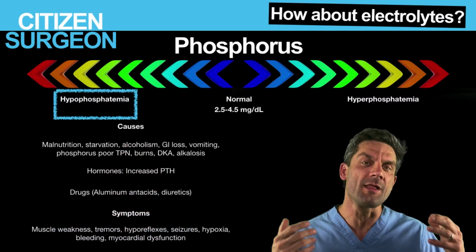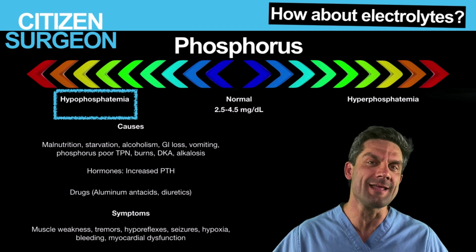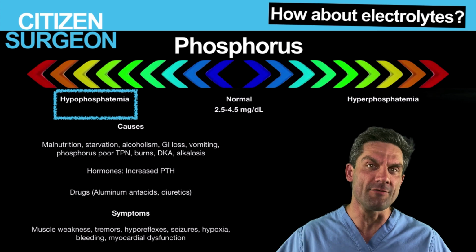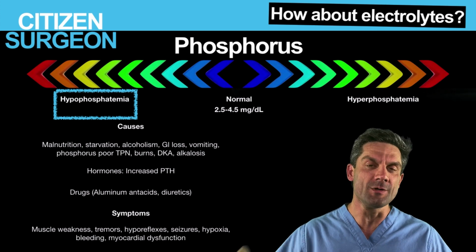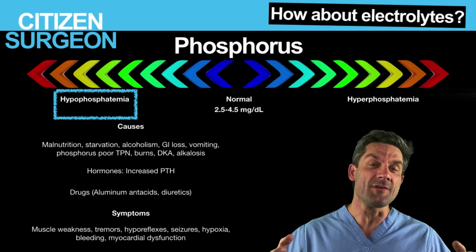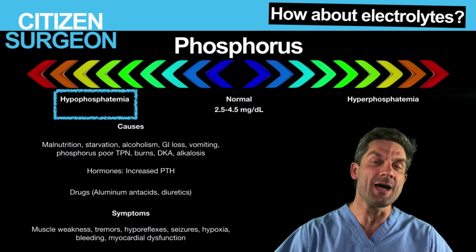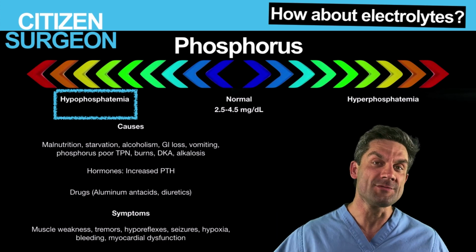Now we can move on to phosphorus, one of our last electrolytes. We talked about this a little bit in the TPN section, but when you get a low phosphorus, what are some of the causes of that? Malnutrition, starvation, phosphorus-free TPN, and of course, big liver resections. Big liver resections, because you have so much phosphorus and ATP use to regenerate those hepatocytes, that's how you get that low phosphorus level.